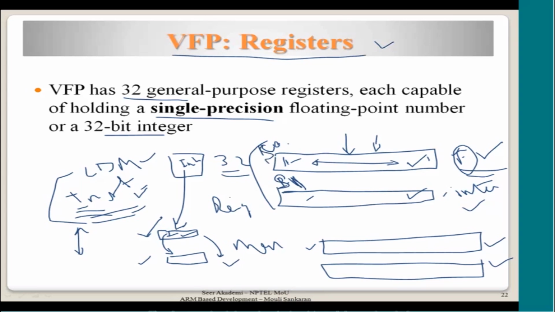If I say that these two are single precision data and then I operate on a floating point addition, then this bit pattern will be considered as a floating point and this will be considered as a floating point, and it will add these two as floating point and write it into some register S4. It will write in the floating point format. So that's what I'm trying to say here. Okay.